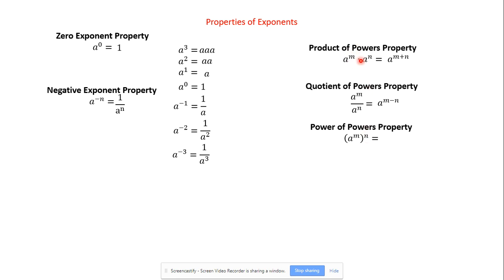We know when we multiply, we add. So we're going to have to add m n different times. What's a shortcut for repeated addition? Multiplication. When we have power of a power, we multiply the exponents. So this will be a to the m times n. So when we multiply, we add the exponents. When we have a power of a power, we multiply the exponents.